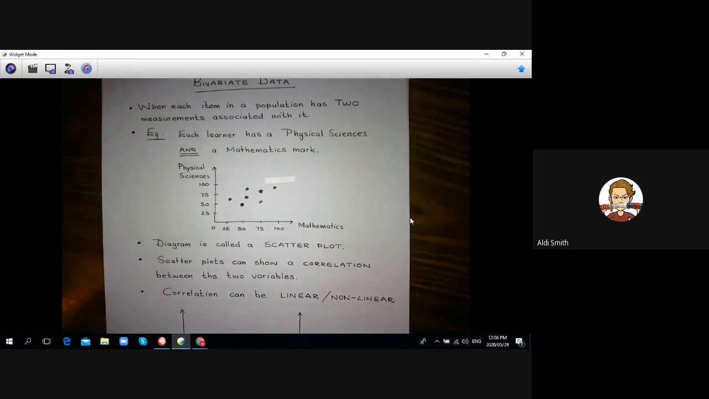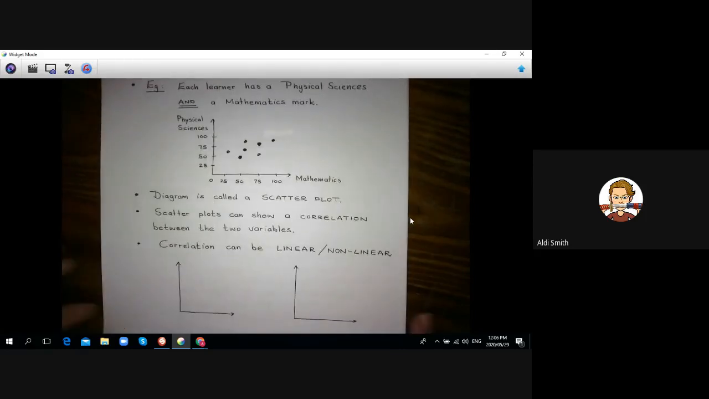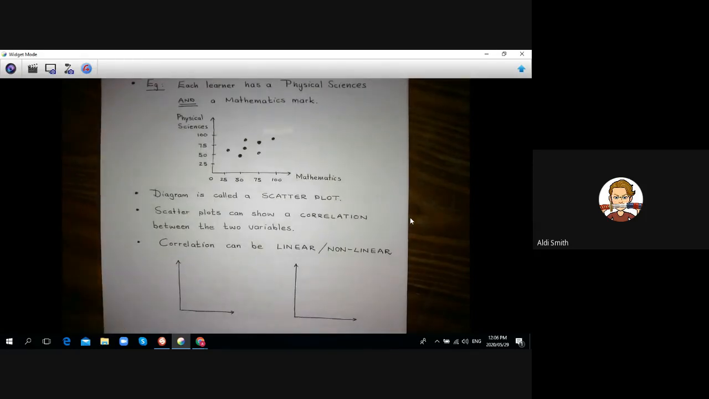Okay. Now this diagram you might have encountered before. It's called a scatter plot, or a scatter diagram. So it's just a scattering of all of the marks that we have collected, but specifically bivariate data, two measurements for every single item.